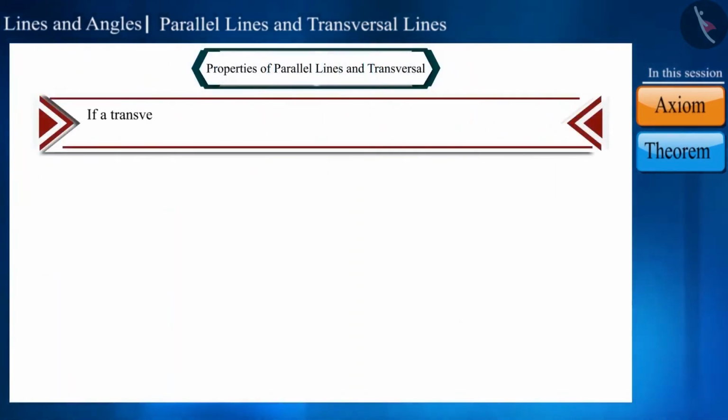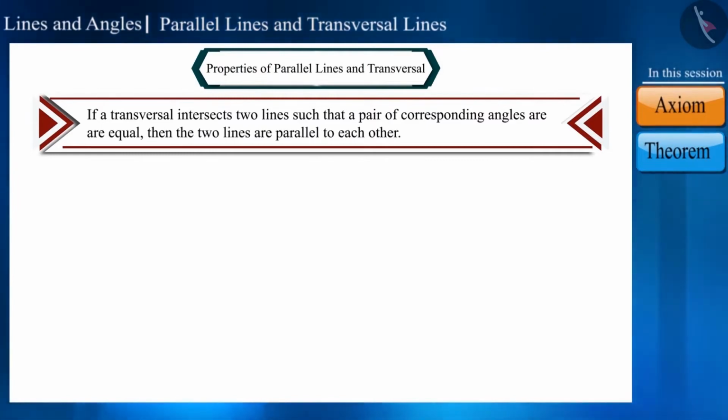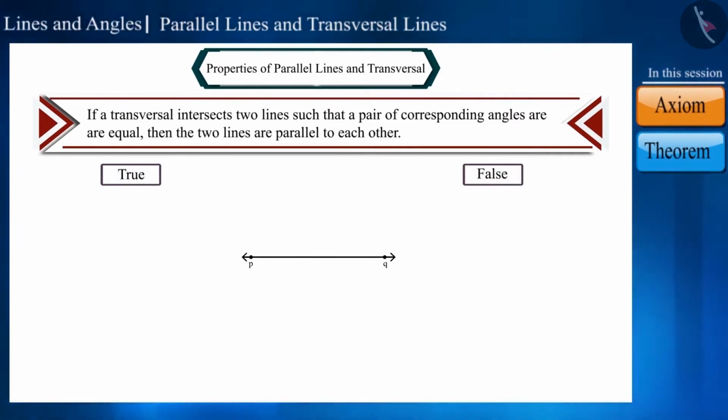If a transversal intersects two lines such that a pair of corresponding angles are equal, then the two lines are parallel to each other. Friends, is this statement true? Let us check this statement. Draw a line PQ and mark 2 points M and N on it. Construct angle PMA and angle MNC on these points in such a way that they are equal to each other. Draw the lines AB and CD by extending AM and CN respectively to the other side of PQ.